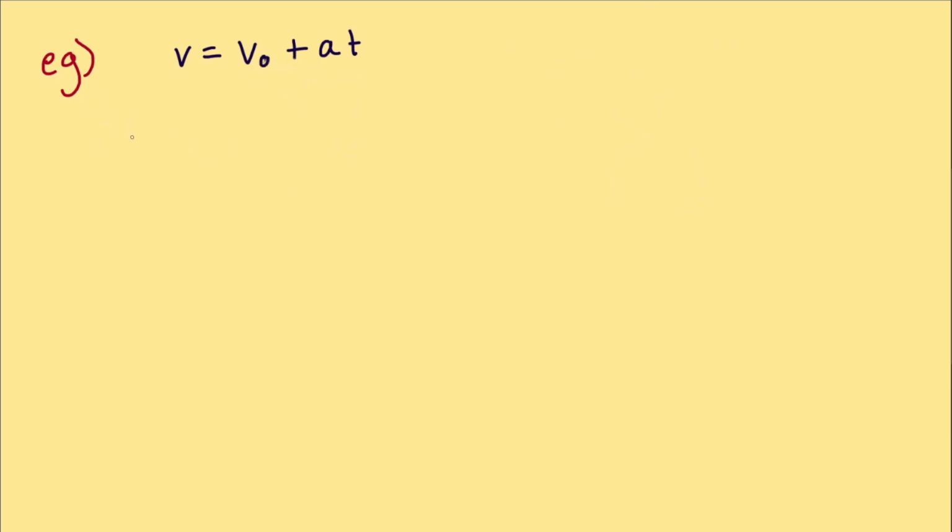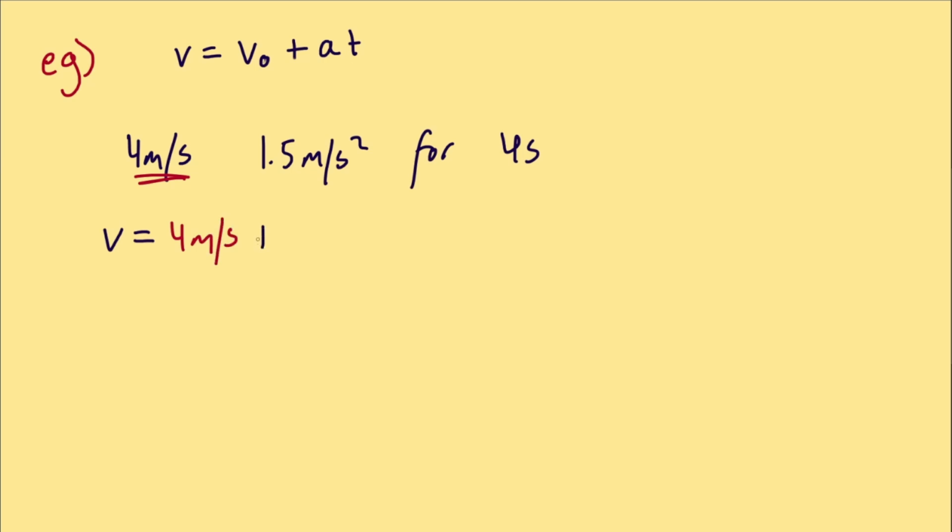Now imagine a skateboarder skates at 4 meters per second, and he decides to speed up at 1.5 meters per second squared for 4 seconds. What is his final velocity? So how fast is he traveling after this acceleration? Let's do it. So take this equation for final velocity. Velocity equals initial velocity, which is 4 meters per second, plus acceleration, which is 1.5, multiplied by time, which is 4 seconds.